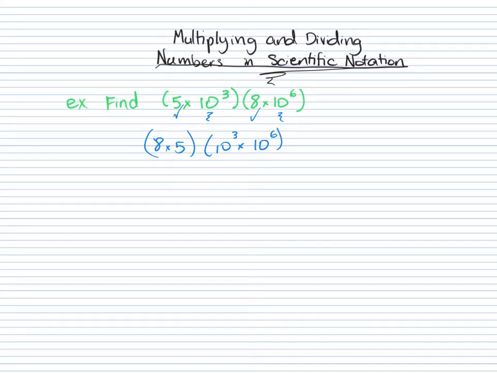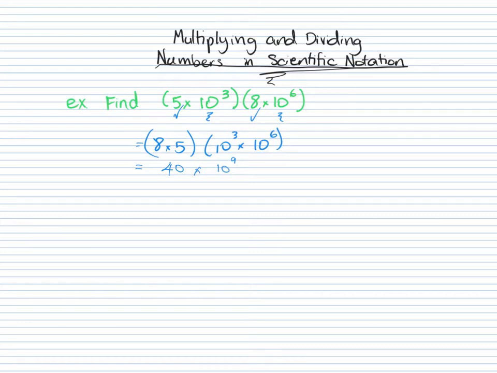Alright, so 8 times 5, that's not so hard. We know that 8 times 5 gives us 40. And 10 to the 3rd times 10 to the 6th, if you remember your laws of exponents, then you know all you have to do here is add your exponents because we have two numbers with the same base, so we can add the exponents. And we get here that on that side should be 10 to the 9th.